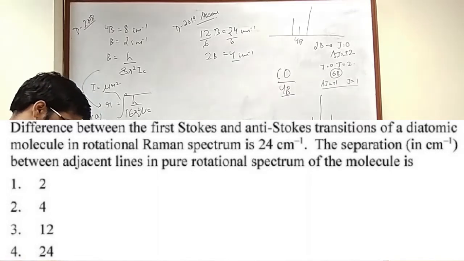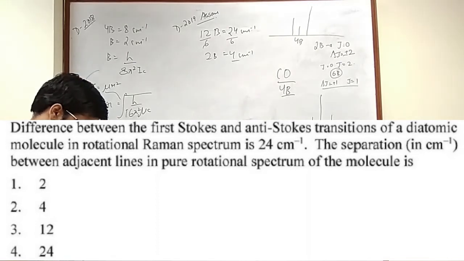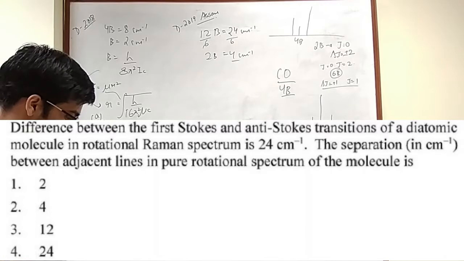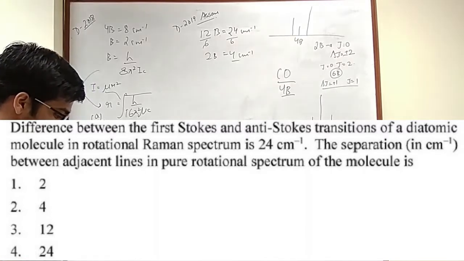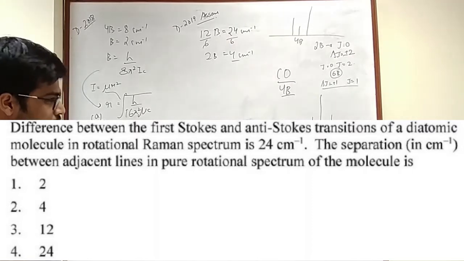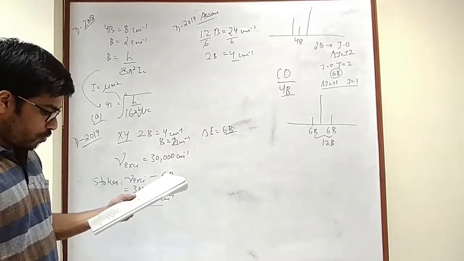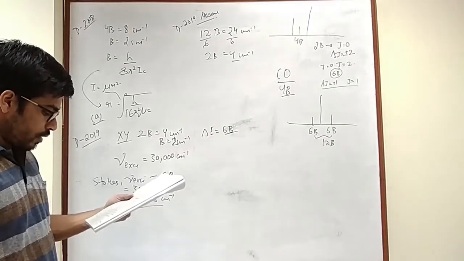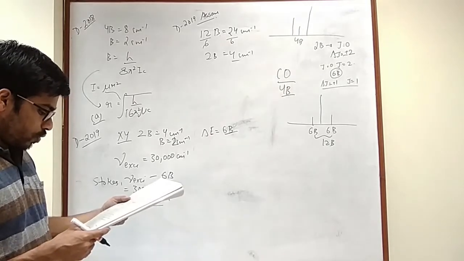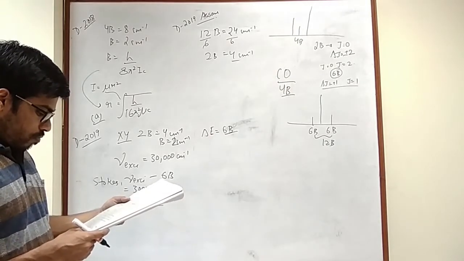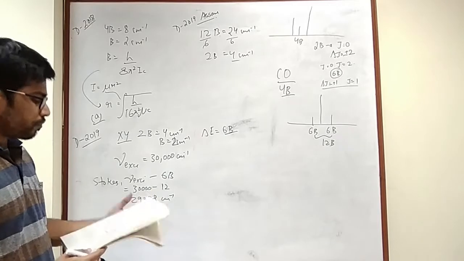Okay, but I think I made a mistake. The difference between first Stokes and anti-Stokes transitions of a diatomic molecule in rotational spectra is 24. That is fine. The separation between adjacent lines in pure rotation spectra of a molecule. Yeah, I think it's fine.